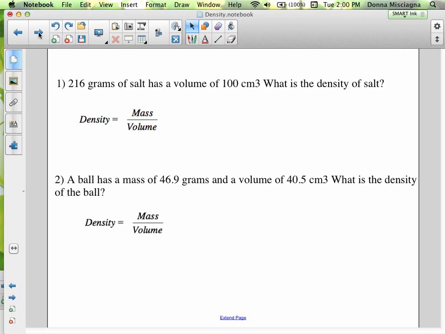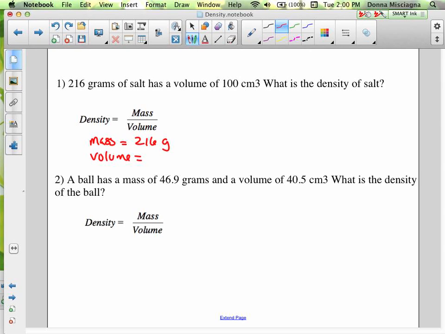All right, so we have our mass. Our mass is 216 grams. The volume, 100 centimeters cubed. All right, so now we can find our answer here. So we'd have 216 grams divided by 100 centimeters cubed. And what would that give us? 2.16. 2.16 grams per centimeter cubed.